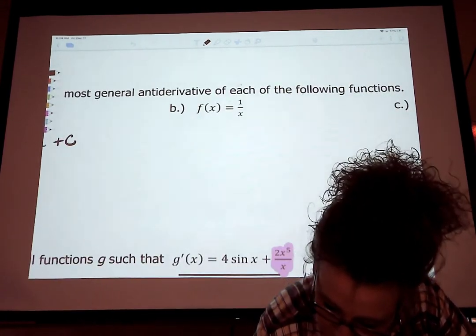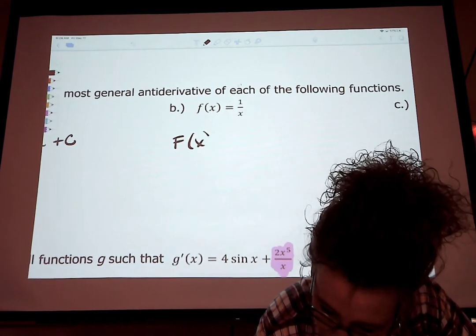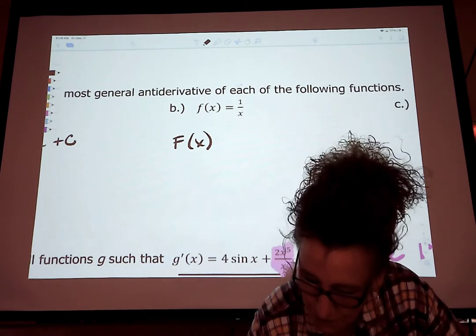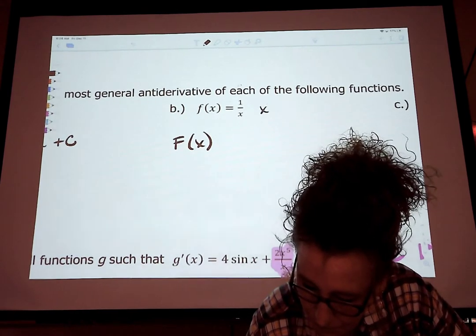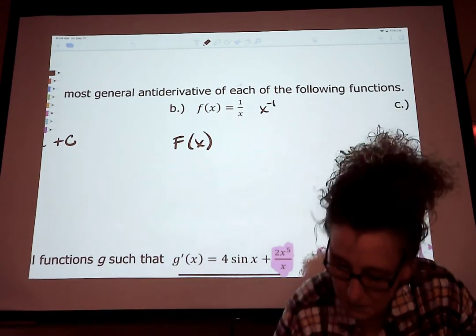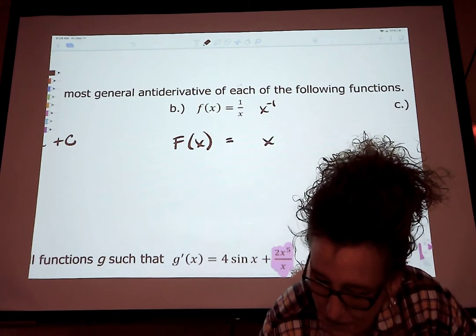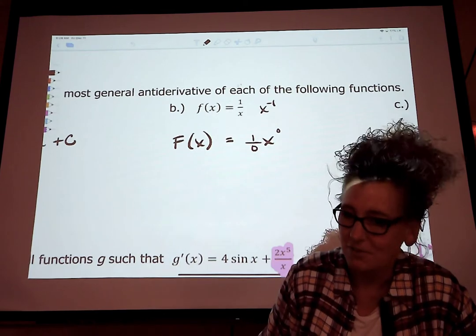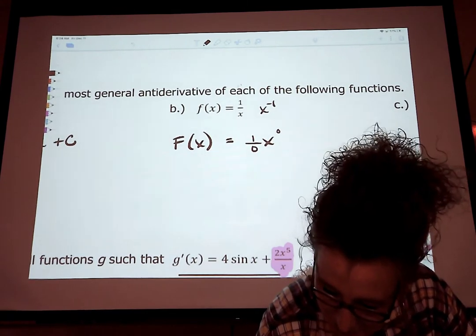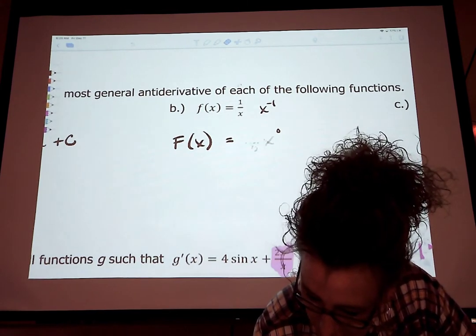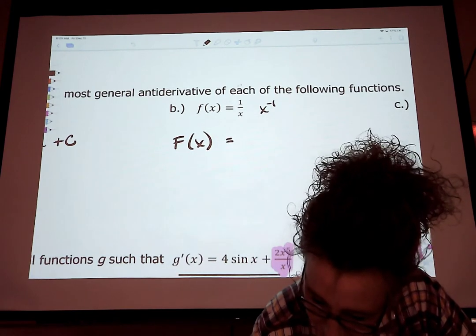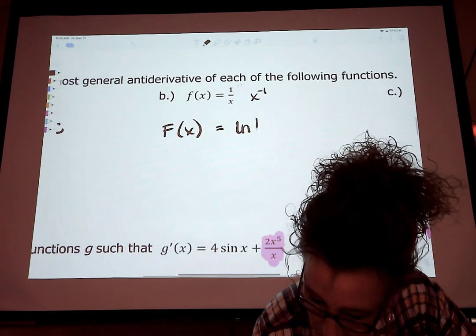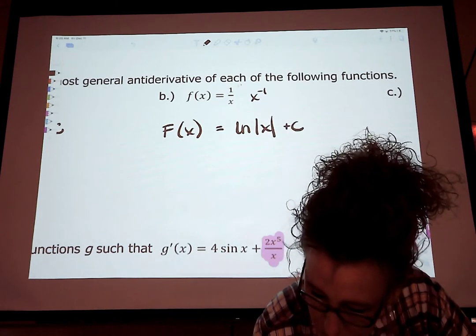Next one, I'm going to call it big F. Watch what happens if I try to unpower rule this. What happens if I raise it and divide? Not happening. It's okay. You know we have the special antiderivative for that. It's going to be natural log of the absolute value of x plus some constant.